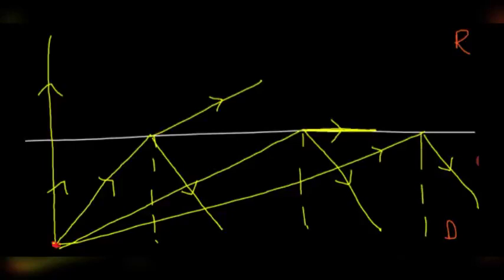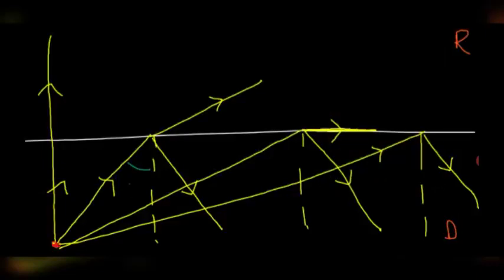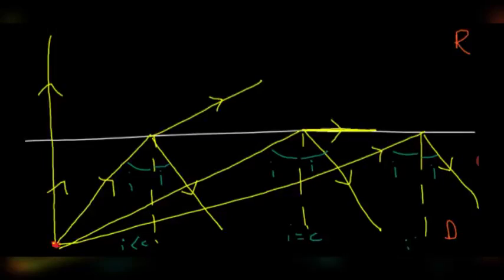Okay, so this becomes, which is the color, this becomes, you have to write i here, here, and here. Below it you have to write i less than c, i equal to c, and i greater than c. If you draw this diagram, you will get full marks.